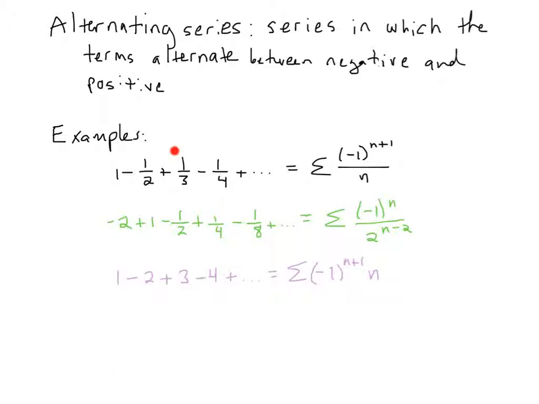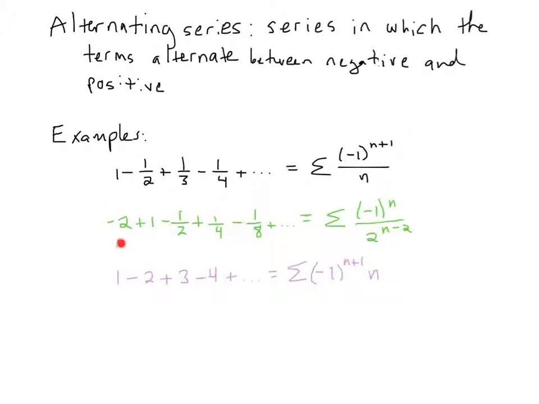The first one is like the harmonic series, except it's alternating positive, negative, positive, negative. And this is the way you'd write it in sigma notation, or summation notation. So notice it has (-1) raised to n plus 1.